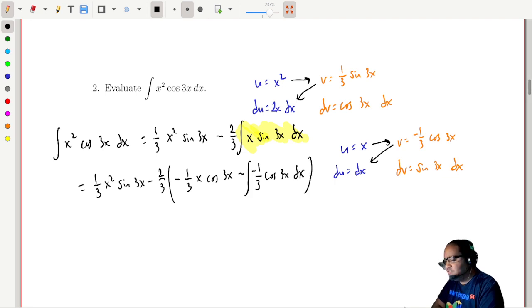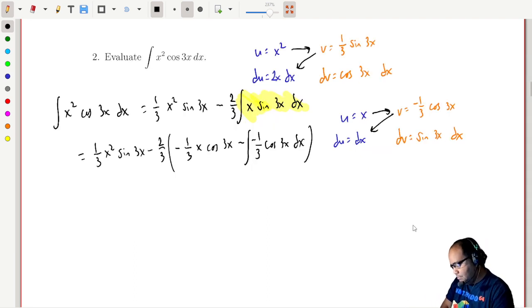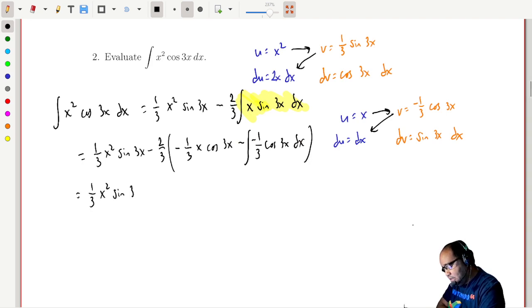Remember, the integration by parts formula has a minus sign built into it. Be very careful with those minus signs. We can actually go ahead and do some cleaning up here. So x squared sine 3x. Now I'll distribute the 2/3 in, so we multiply 2 over 9x cosine x.